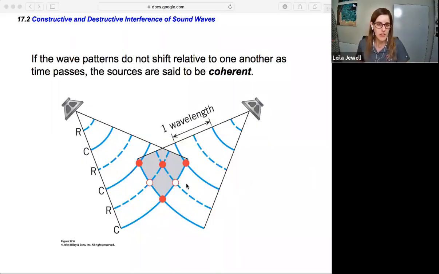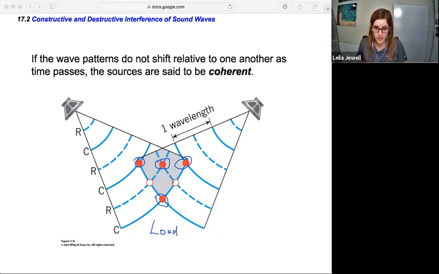And so once we know we have coherent sources, then we can start thinking about the different places that they meet. Before we just looked at one particular point, but really you could map out a whole field of where the sound will be louder and where it will be really quiet. So if we have a condensation meeting a condensation, it's going to be a loud point. That's shown with these red ones, or a rarefaction meeting a rarefaction. These are all loud.